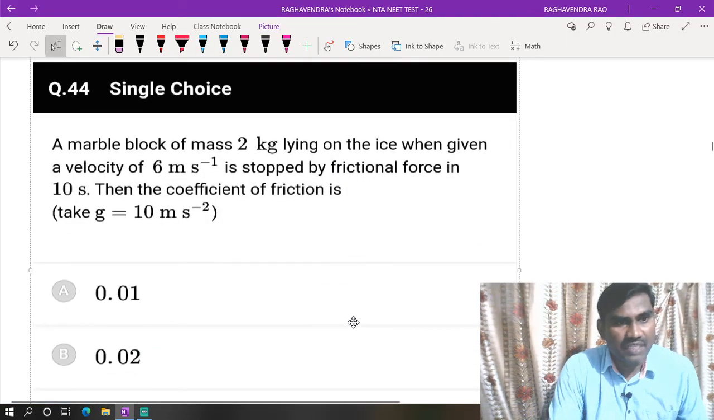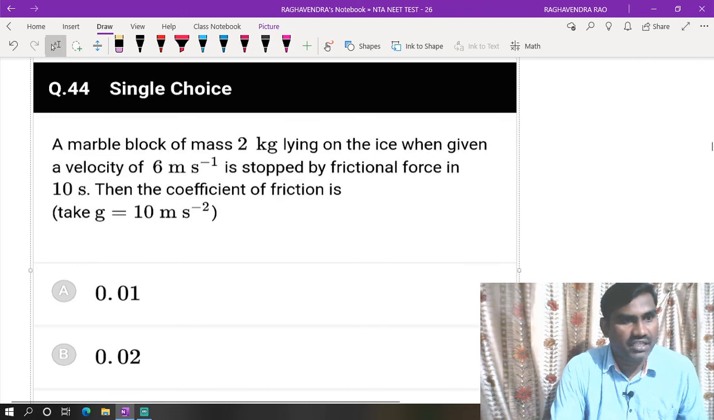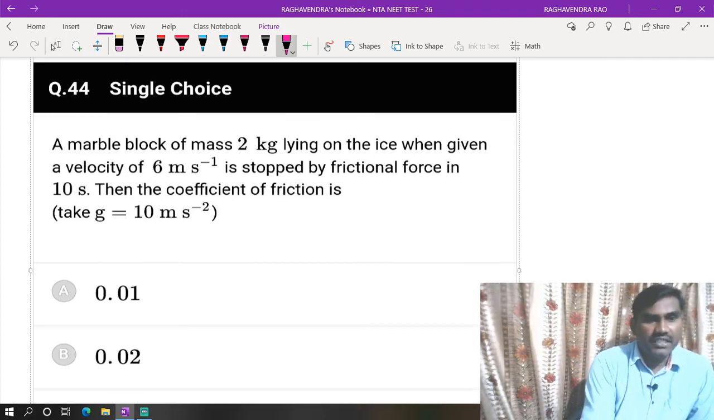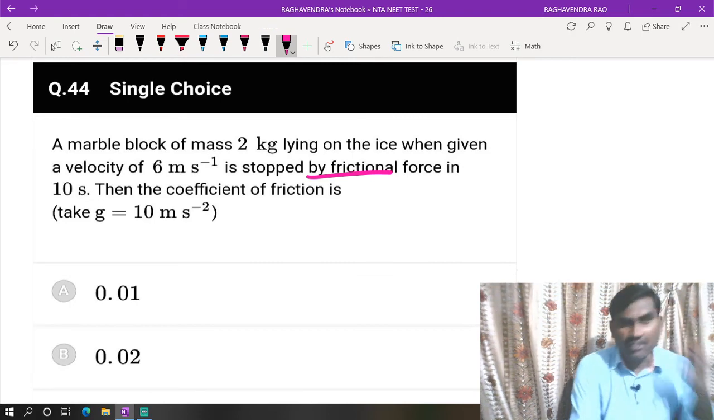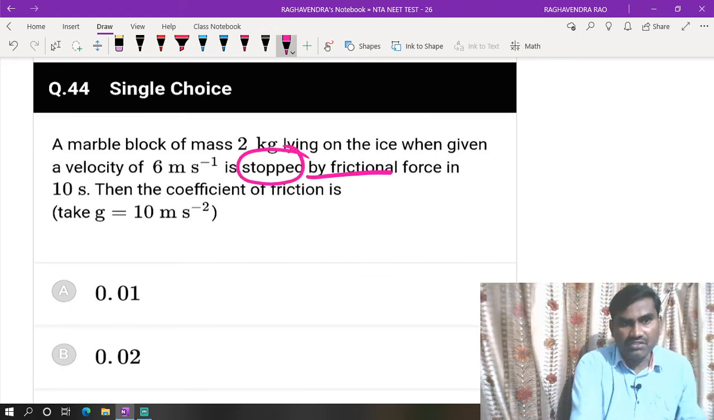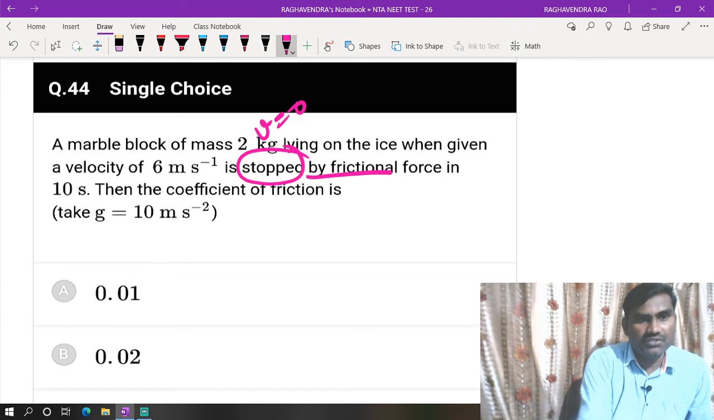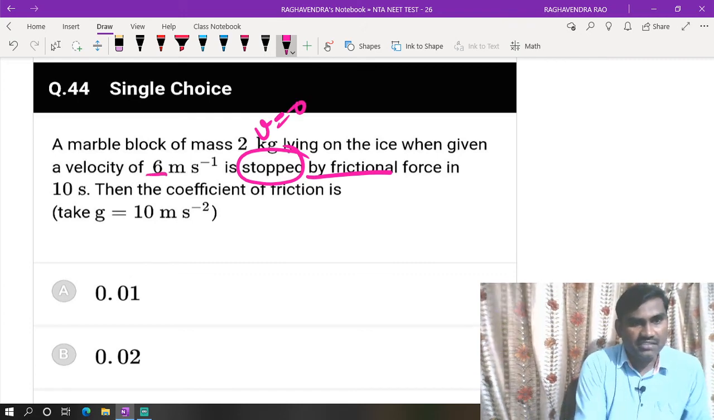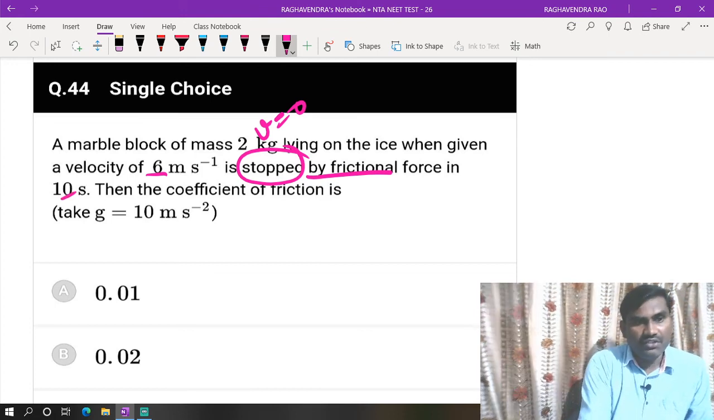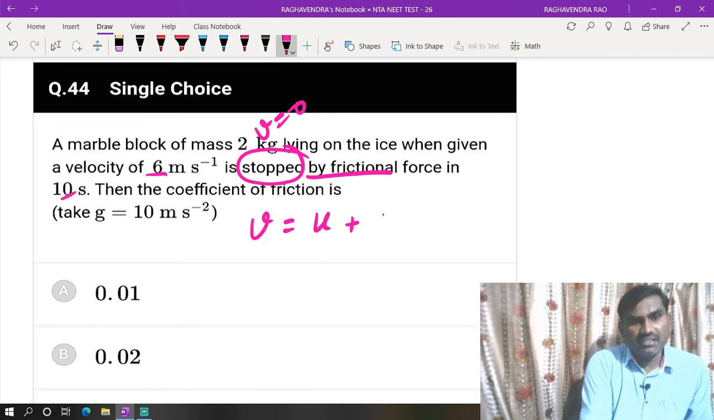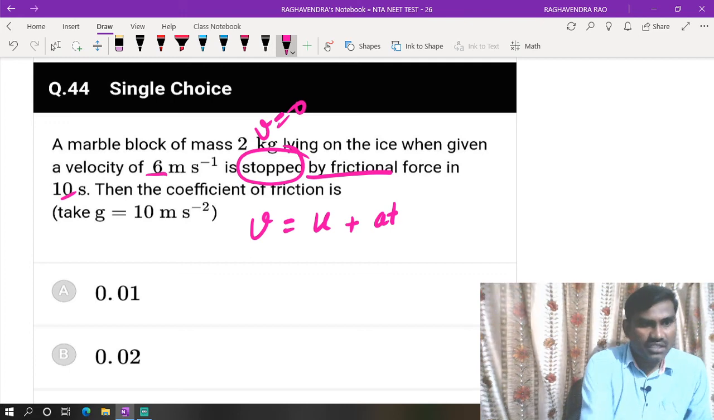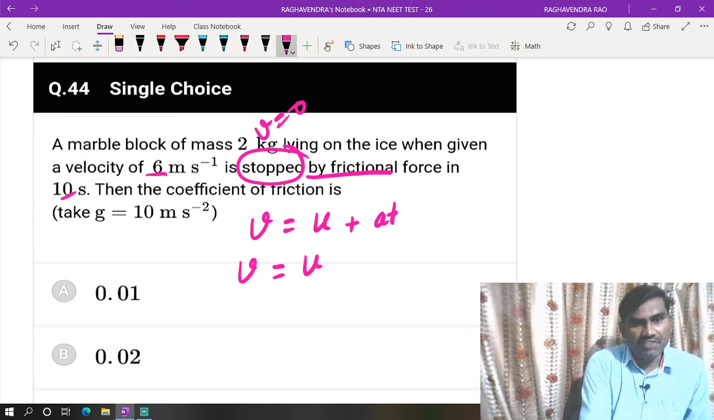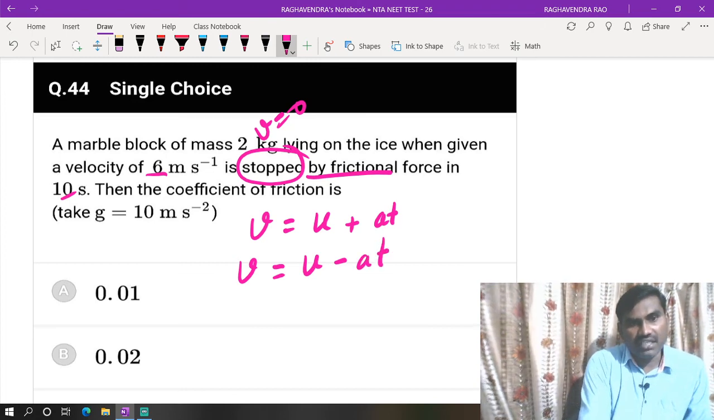A marble block of mass 2 kg lying on ice is given a velocity of 6 meters per second and is stopped by frictional force. Stopped by the frictional force means final velocity will be equal to 0, and initial velocity is 6. Time is 10 seconds. You know, v is equal to u plus at. Now stopping means the acceleration is deceleration, so v is equal to u minus a t.